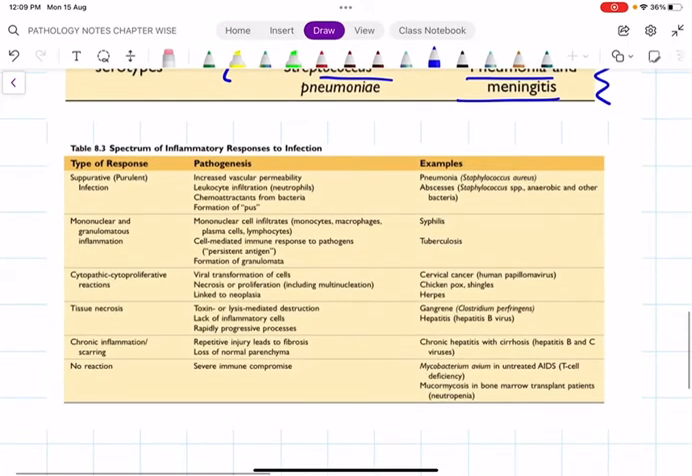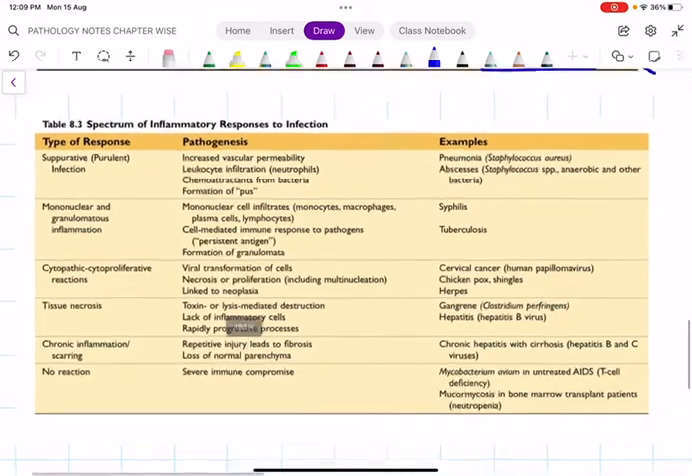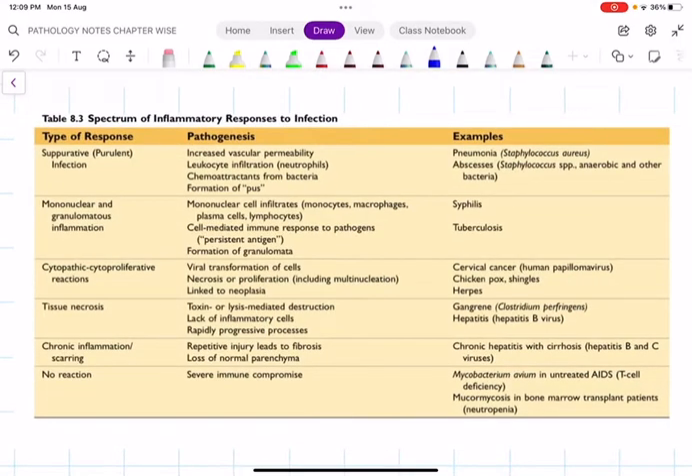Then the last table in the introduction part that I want to mention here is the spectrum of inflammatory responses to infections. So we have six patterns of infections: number 1, 2, 3, 4, 5, and 6.